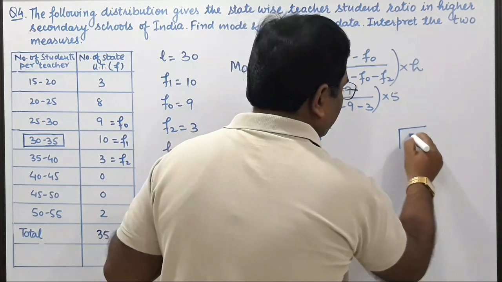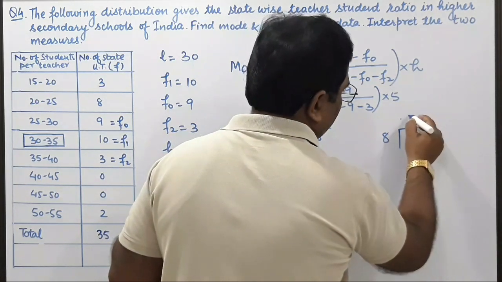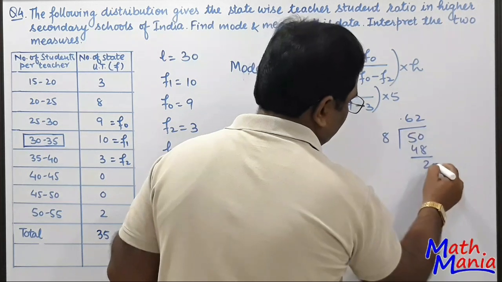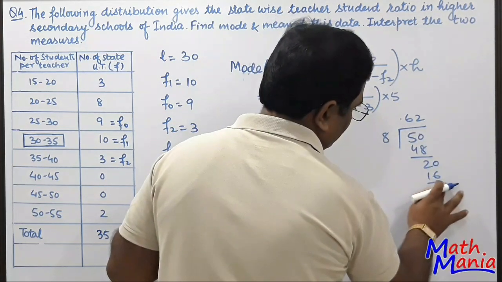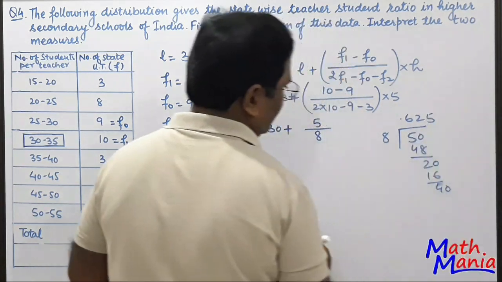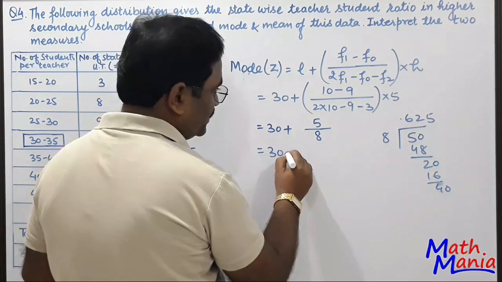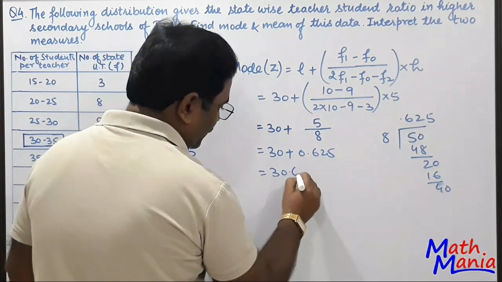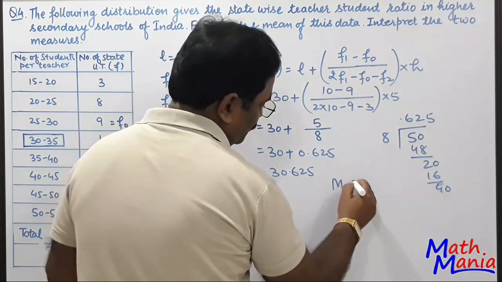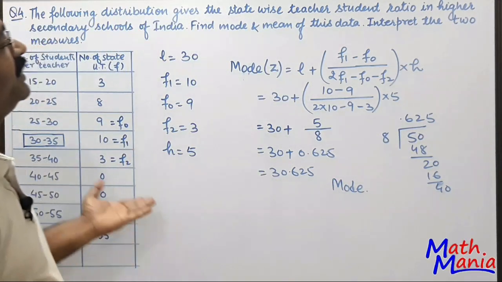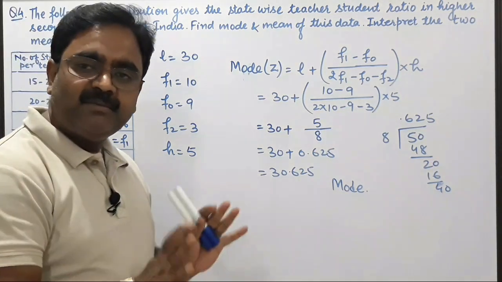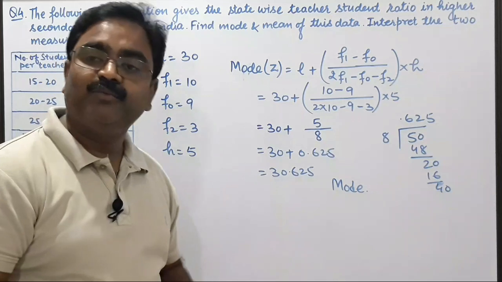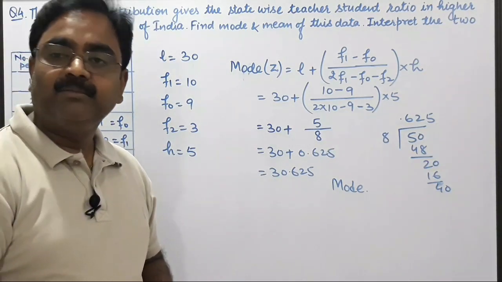Right friends, let's divide 5 by 8, which gives 0.625. So we got 30 plus 0.625, that is 30.625, which is the mode of this given data. Right friends, so to find mean and mode, be very comfortable, learn the formula and the terms of the formula, then only you can find mean, median and mode easily, right?